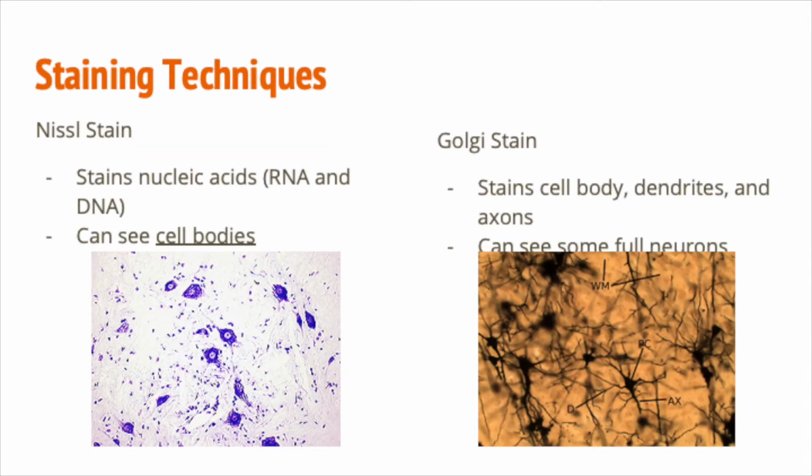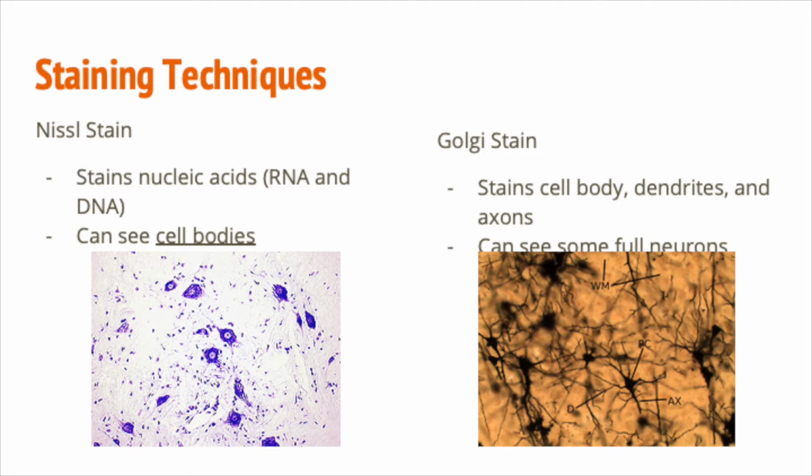The two types of staining techniques I'm going to teach you guys a little bit about are Nissl stains and Golgi stains. In the Nissl stain, you are staining specifically for nucleic acids, which are either RNA or DNA, and it only stains specifically for RNA that is expressed outside the nucleus. What you can see is that it stains only for cell bodies. If you look at the slide, the dark blue and purple areas are the cell bodies that are being stained.